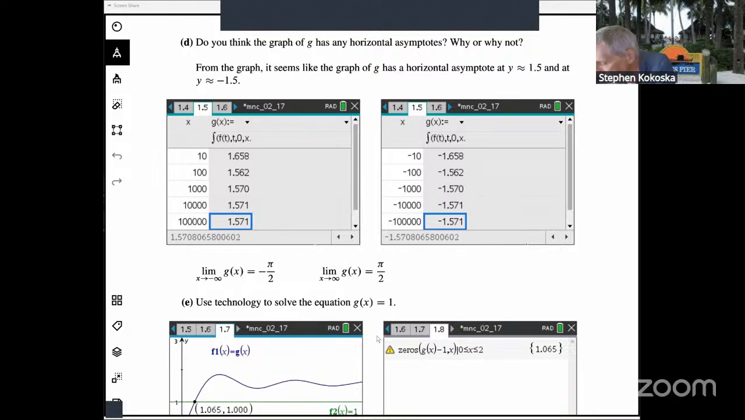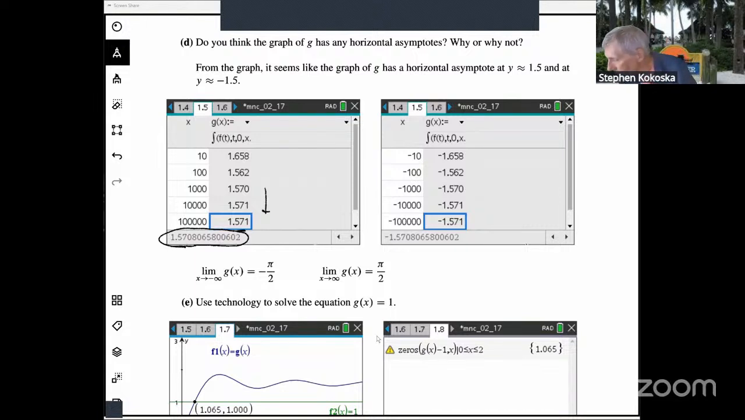I created a table of values here where I put in a value for X in that first column. And in the second column, I computed the value of G. So I'm getting values for G way out to the right and way out to the left. Not near infinity, but pretty far up. And look what's happening here. As X increases without bound, I sort of recognize that number. And in fact, here it is with more digits down here, if you can see it.